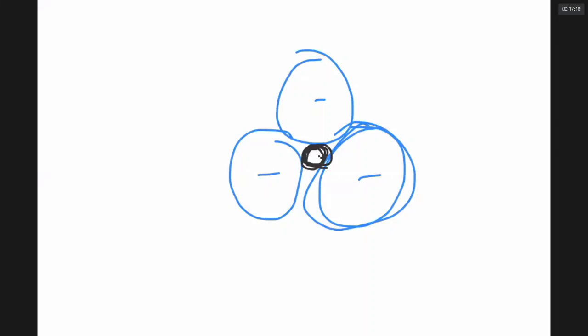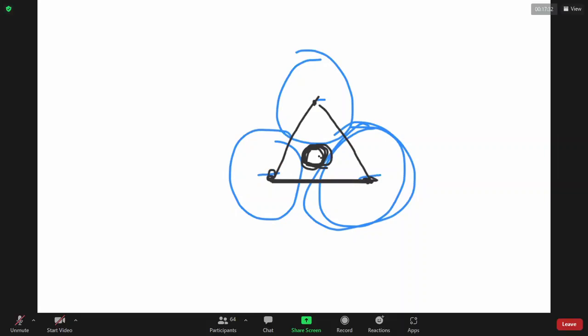Now, you agree, sir? Now let us imagine that I draw a triangle. Sir, what is this equal to? If all the three are identical spheres, what is this equal to, sir?